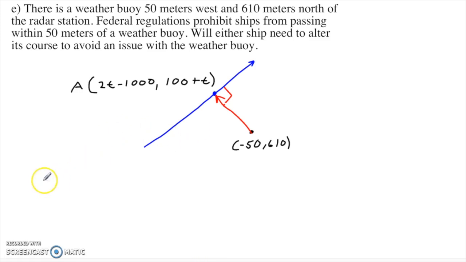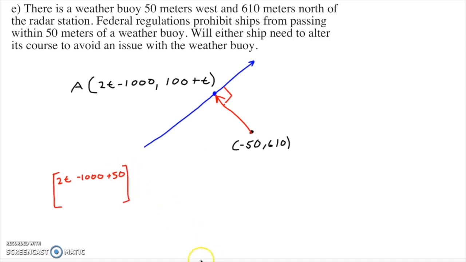So again, I need to create that red vector. Now the red vector, this time it's not 0, 0, so I have to work a little bit harder. How do I get from this point to this point? It's just the delta x and the delta y between the 2 points. So for the delta x, I'm going to look at 2t minus 1,000, and I'll subtract negative 50. So what's that going to get me? Well, 2t minus 1,000, but then I'm going to subtract the negative 50, which means I'll end up adding 50. That's all I have to do.